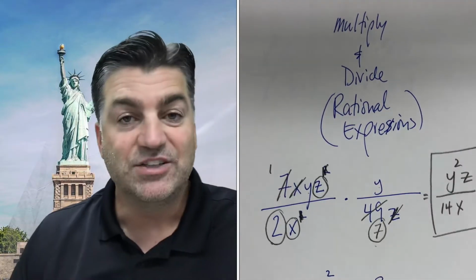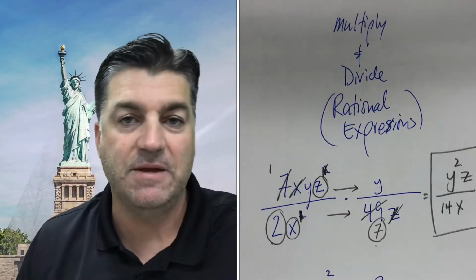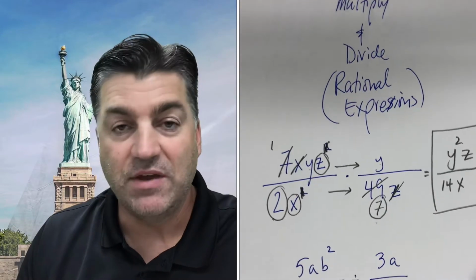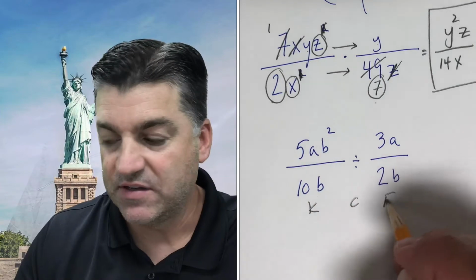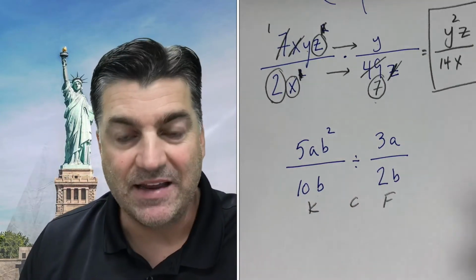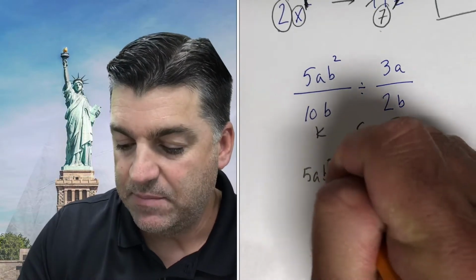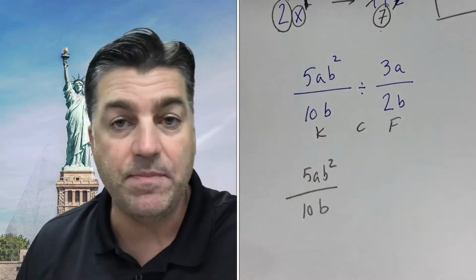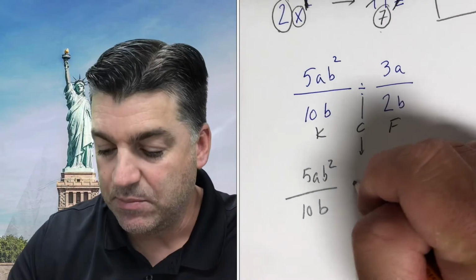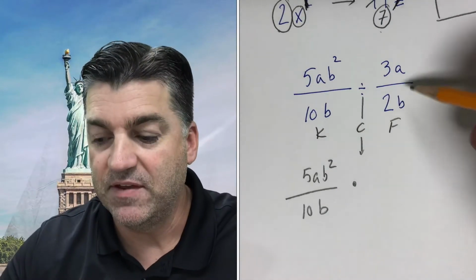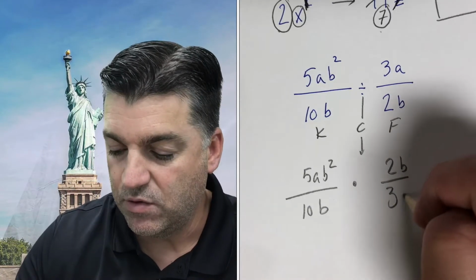So that's how you multiply the two fractions together. It just goes straight across, right? But if it's division, you can't multiply straight across. You have to keep it, change it, flip it. So when I say that, it means that I got to keep this first fraction. So I'm going to put 5ab squared over 10b. I keep that one normal. I'm going to change my division sign to be multiplication, and then I flip this 3 over 2 to be 2 over 3, 2b over 3a.